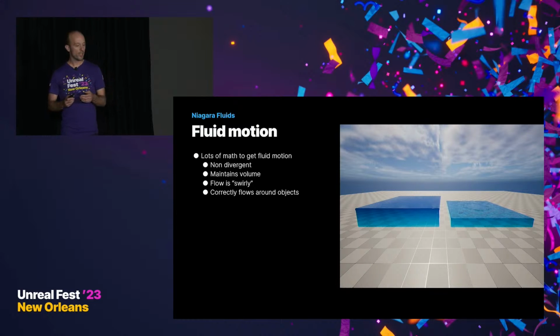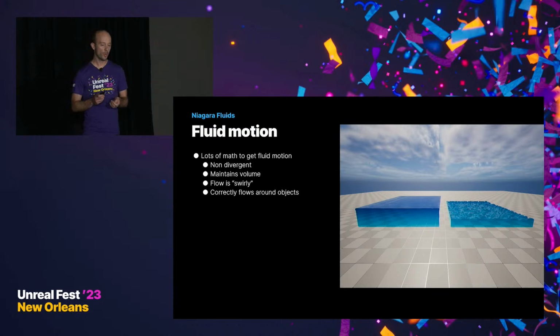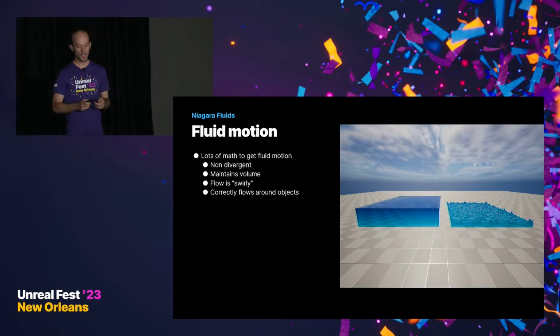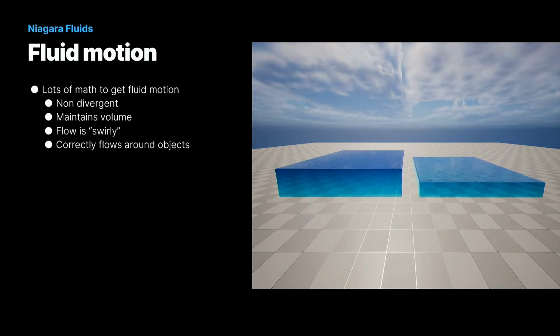So an important thing to consider here is what actually gives the fluid motion. And a really important component to that is the pressure solver. The pressure solver does a bunch of math in order to make sure that the velocity of your fluid is non-divergent.